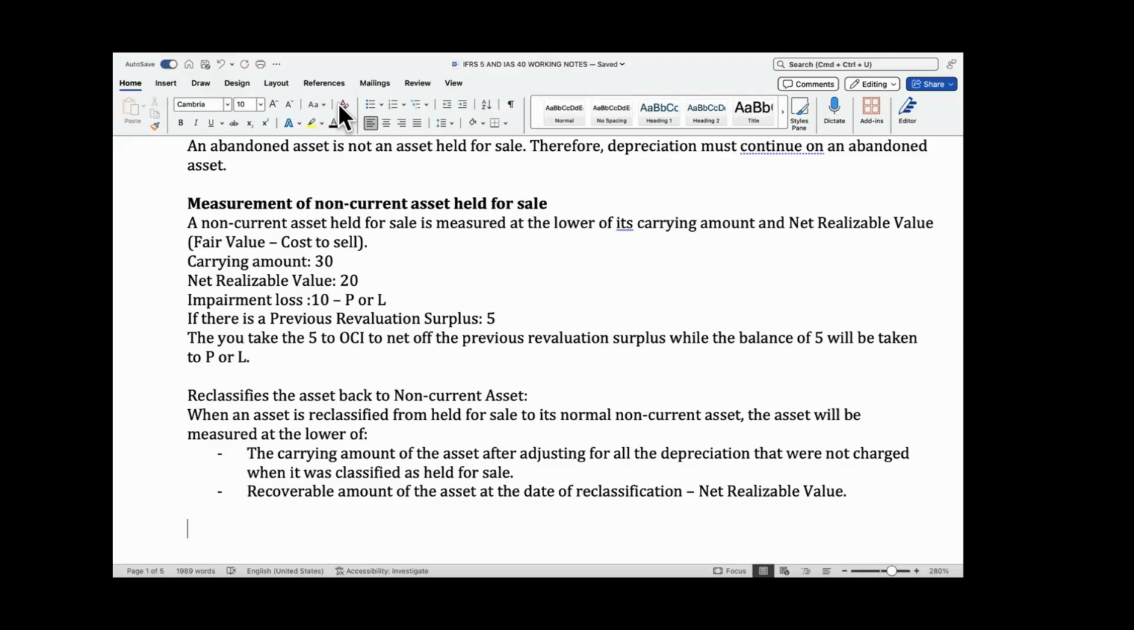As per what you just explained now, when the asset is not sold within a year, it has to be reclassified again as a non-current asset. However, you mentioned all the depreciation that were not charged while the asset was classified as held for sale. So somebody will have to adjust for those depreciation before we now reclassify it. So where do you post all those depreciation?